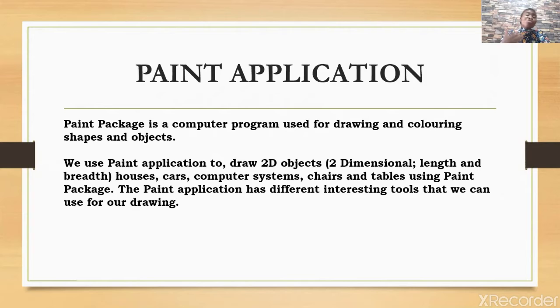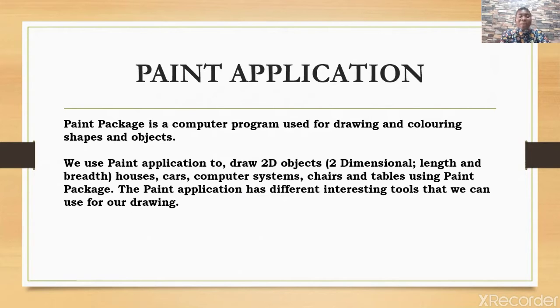Now, we also use Paint application to draw 2D objects. 2D means two-dimensional: length and breadth. That is shapes that have length and breadth, shapes like a square, shapes like a rectangle. We can also use it to draw houses, cars, computer systems, chairs, tables using Paint package.